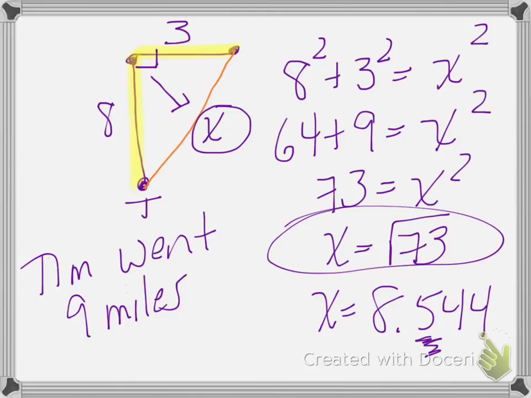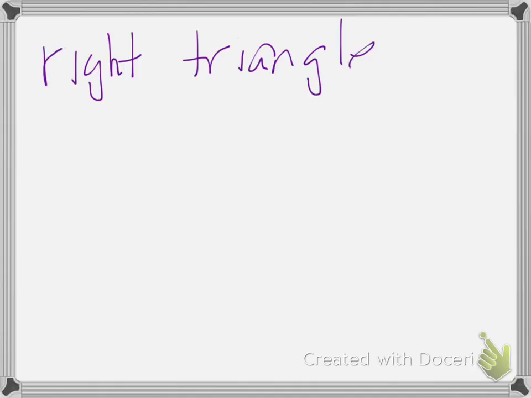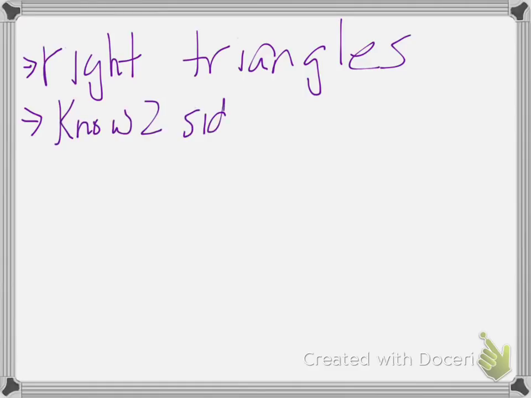Okay, so let's just summarize here. Remember the Pythagorean theorem can only be used on right triangles. So everything we're doing now is just for right triangles. Let me just make little bullet points here. We're going to use the Pythagorean theorem when we know 2 sides and you want a third side.